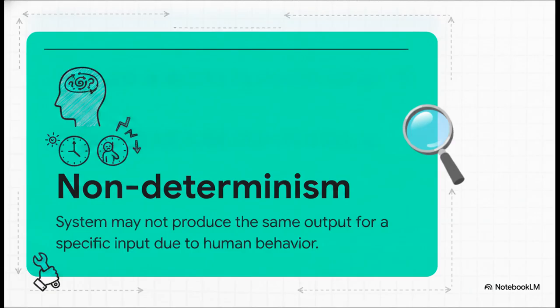Think about it. If you give a human operator a task on a Tuesday morning when they're fresh and caffeinated, they might execute it perfectly. But if you give them the exact same task on a Friday afternoon when they're exhausted and stressed, they might make a critical error. Because the emotional and physical state of the human component varies so much, the system's behavior as a whole is inherently unpredictable.